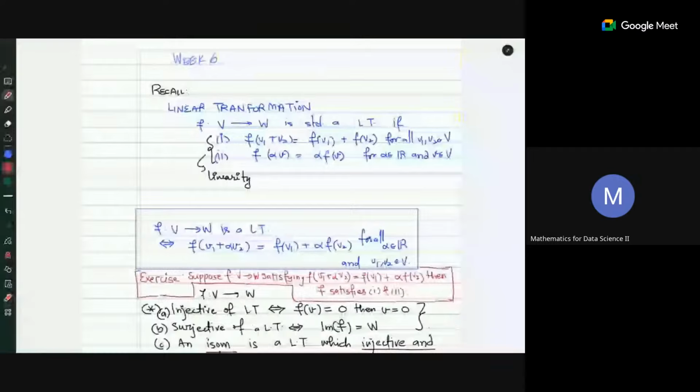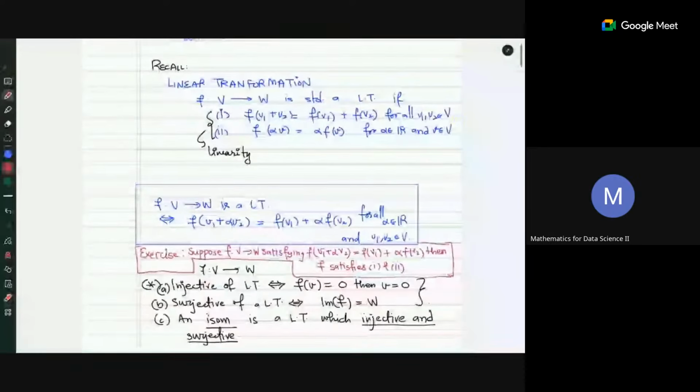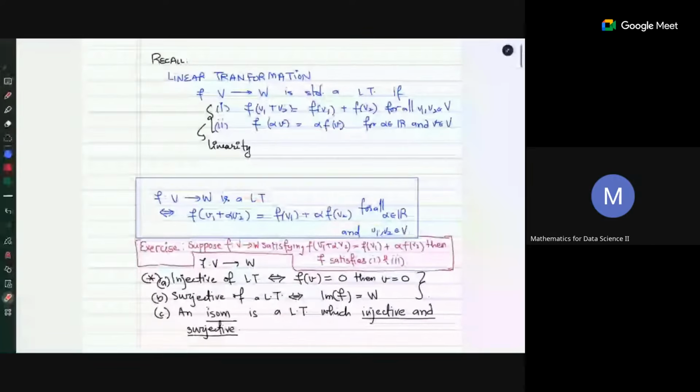When you do this, you actually prove this equivalent statement, because one side of this equivalence is direct. If you assume that your function is a linear transform, then it will automatically give this relation. But the difficult part is the reverse. When you start with this property, it will give you both of the linearity properties. That is what you do. So that is an exercise. If you want, you can try.